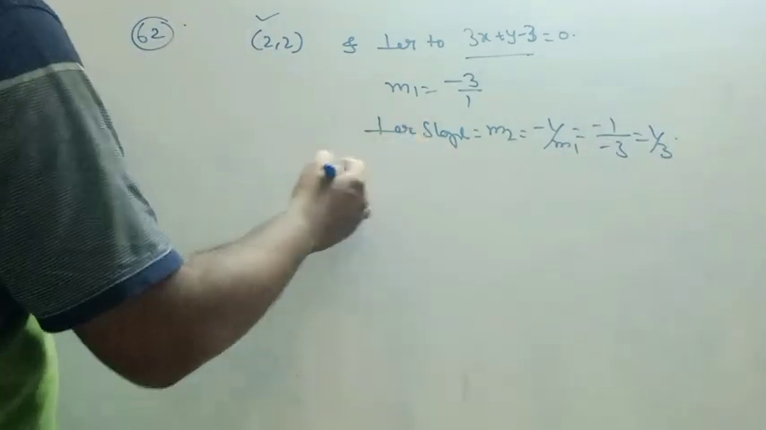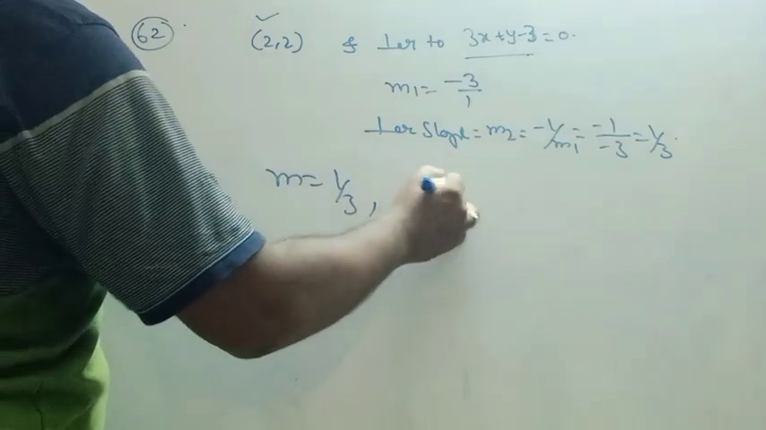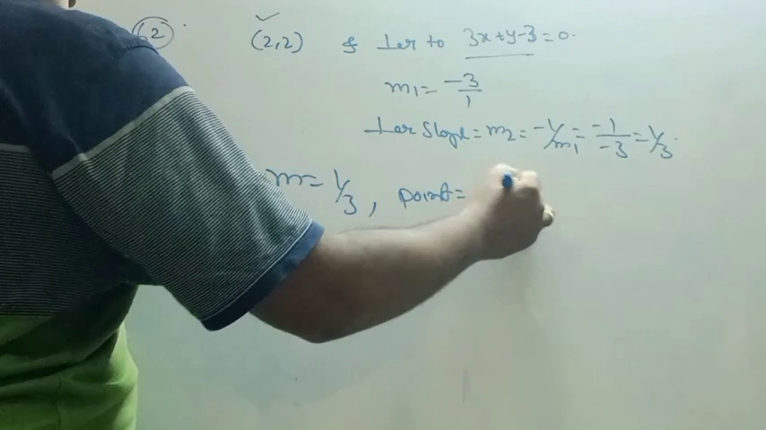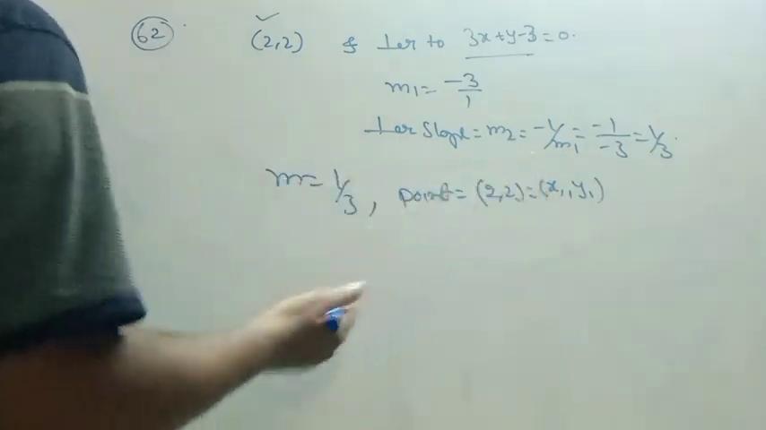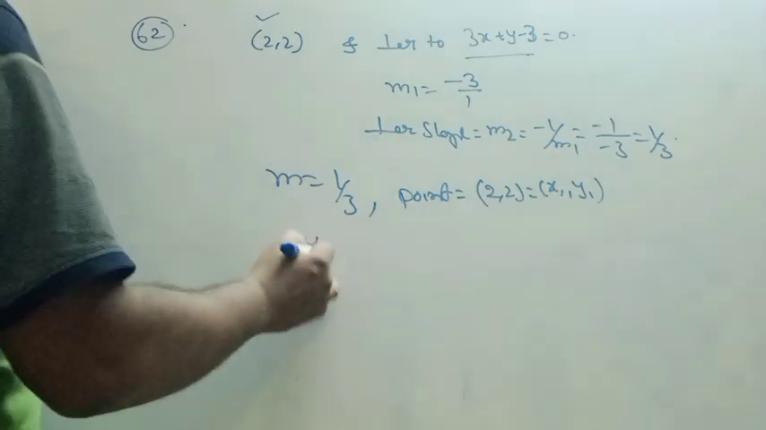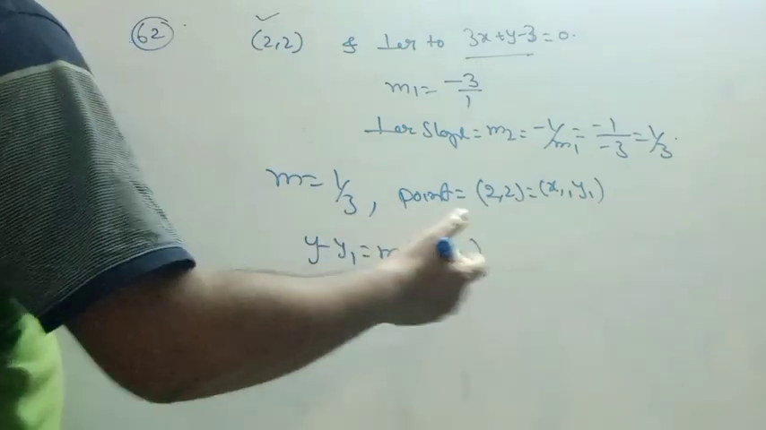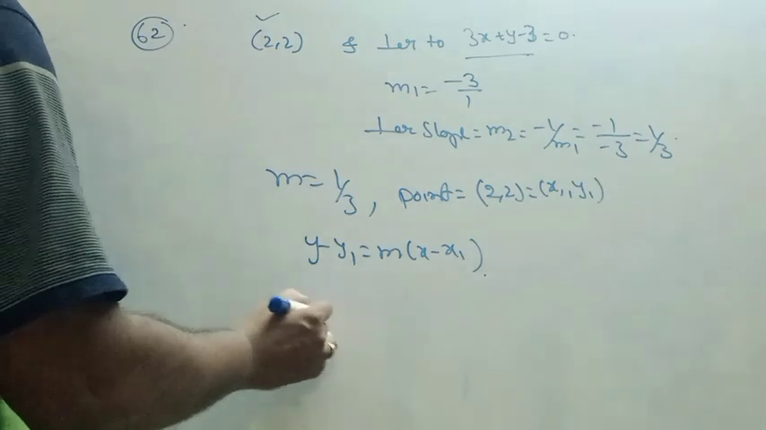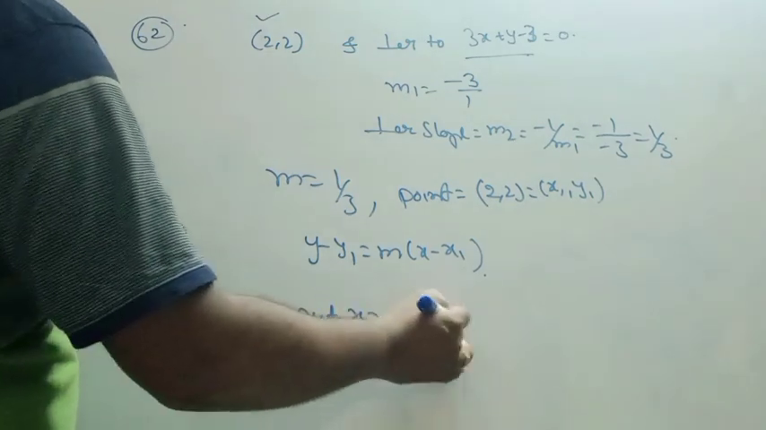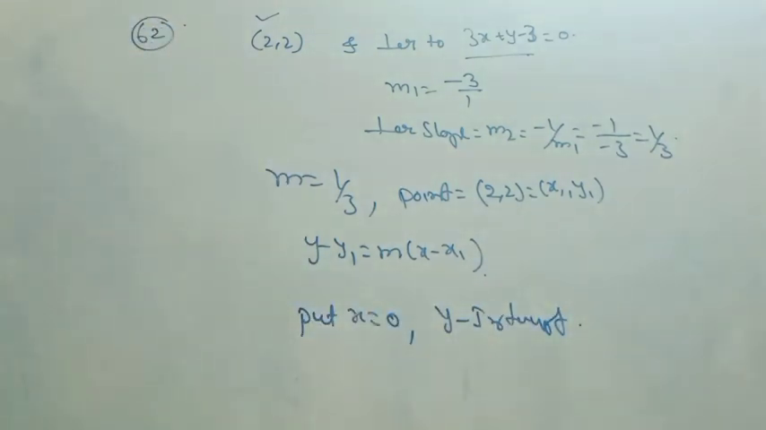Now you know the slope, which is 1 by 3, and you know the point, which is 2 comma 2, that is x1 comma y1. Now you know the slope and a point, so you can find the equation of the line: y minus y1 equal to m into x minus x1. You will get the straight line. To get the y-intercept, put x equal to 0. You get the y-intercept. That is the hint for this particular problem.